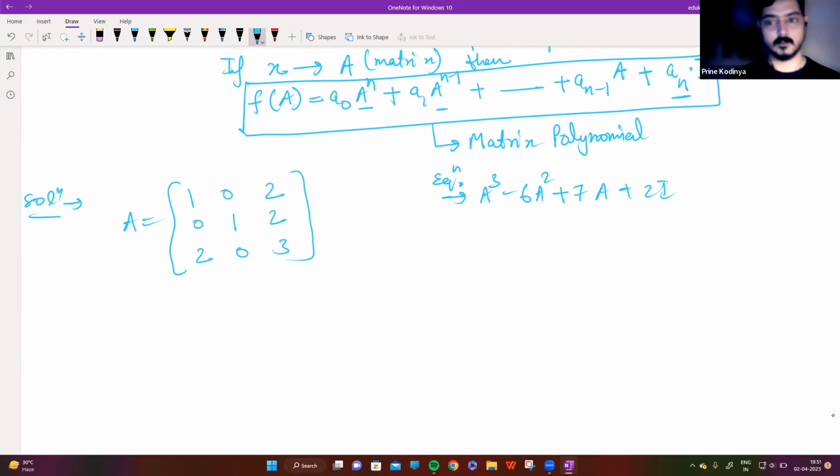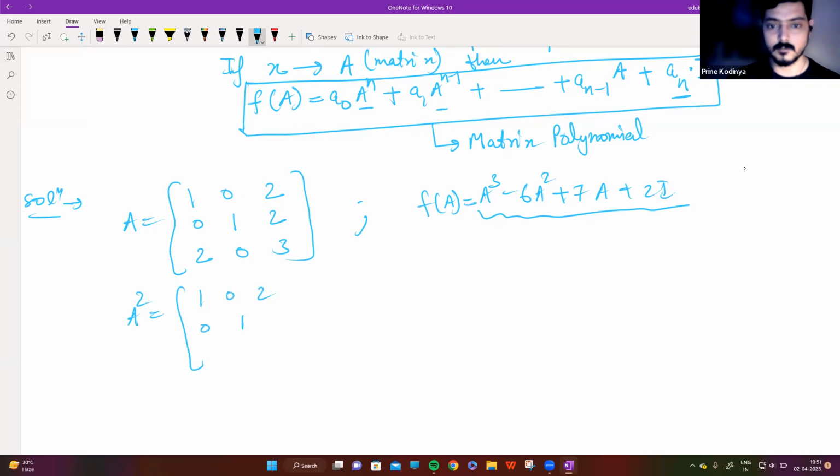Okay, we have A. We have this expression, this matrix polynomial, which I'll write as f(A). We have to find the value of f(A). We know what A is, right? To find f(A), we first need to find A square. A is 1, 0, 2, 0, 1, 2, 2, 0, 3, multiplied by 1, 0, 2, 0, 1, 2, 2, 0, 3.